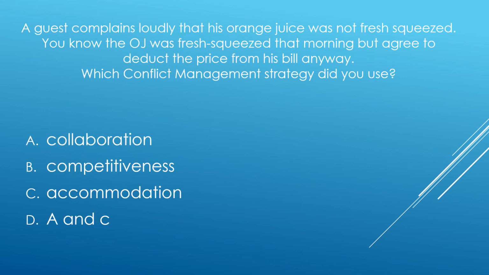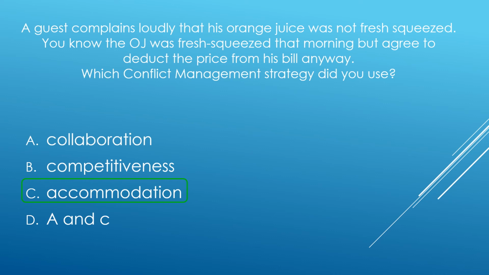A guest complains loudly that his orange juice was not fresh squeezed. You know that the orange juice was fresh squeezed that morning, but you agree to deduct the price from his bill anyway. What conflict management strategy are you using? You are using accommodation. We're just going to get them to resolve the conflict so they can stop being loud in our dining room, right?